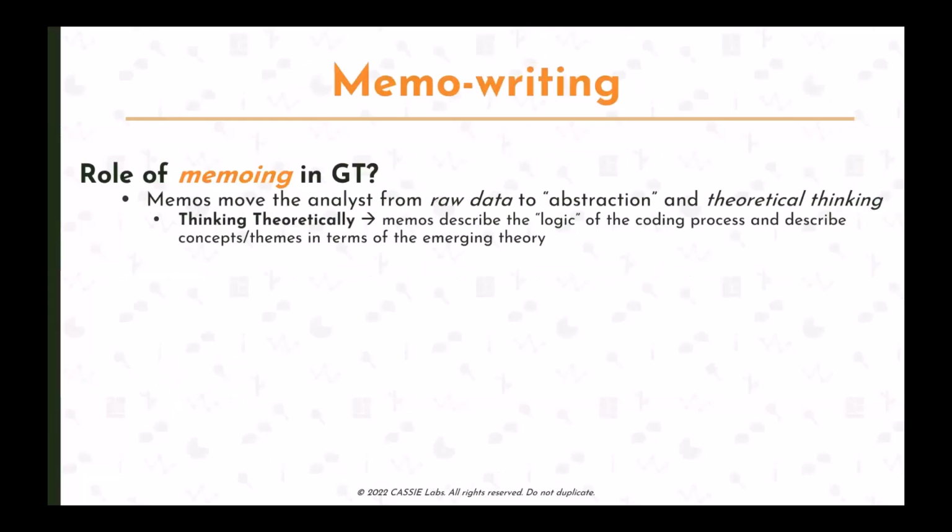So again, the memos have several roles that they play in grounded theory. One of those roles is moving the analyst from the raw data itself to a certain level of what they call abstraction, or thinking theoretically. Thinking theoretically means that you begin with the data, you identify some concepts, and then you start to devise a logic of how those concepts are related. And that's the beginnings of an emerging theory.